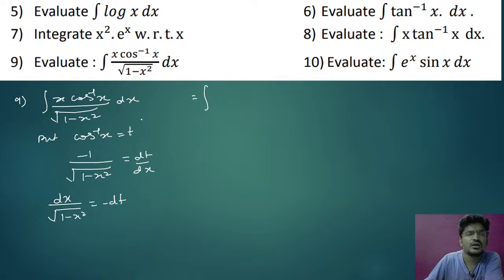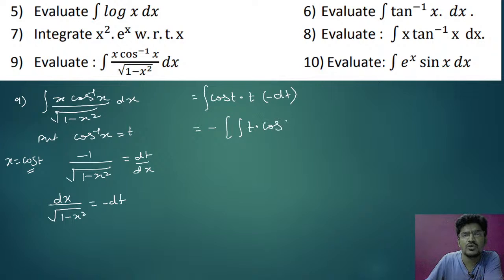So here you can see, if cos inverse x is equal to t, x will be equal to cos t. Okay. So in the place of x I will write cos t. In the place of cos inverse x I will write t, and dx divided by root of 1 minus x square is minus dt. Okay. So now we have to simplify this. How to simplify? You see, minus integration of t into cos t with respect to dt.